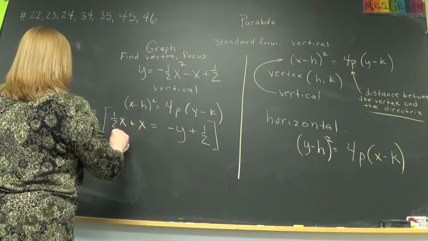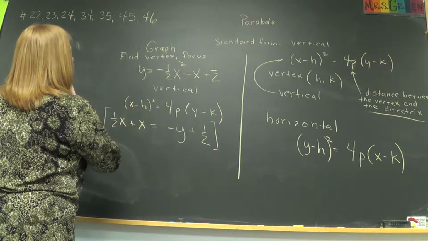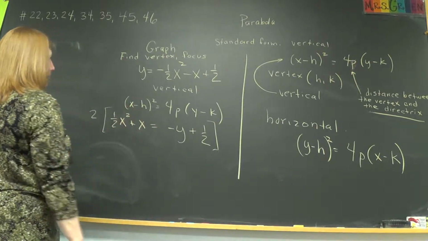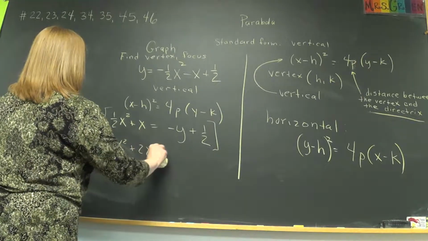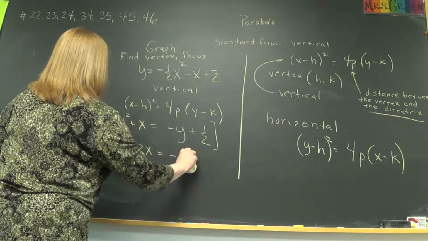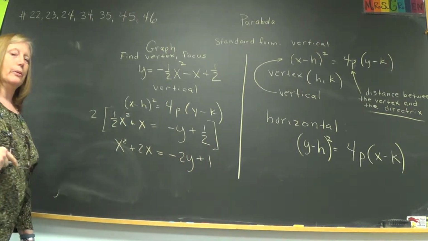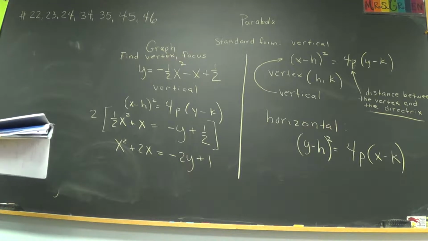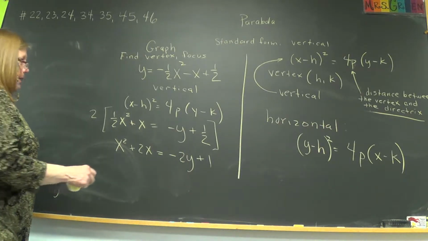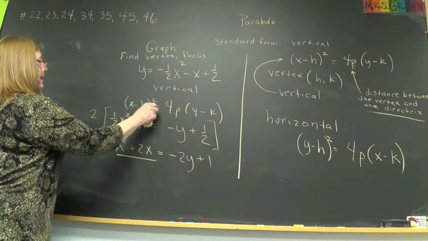Okay, so x squared plus 2x equals -2y plus 1. Right, all right, that's a little nicer to work with. So I recommend clearing the fractions when it's possible. All right, now I need this side to look like this side.